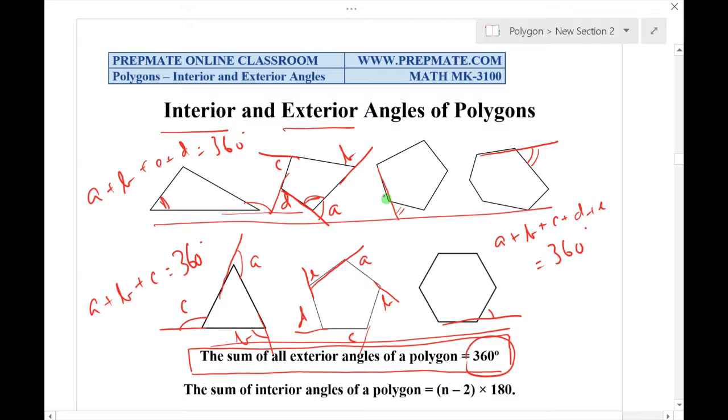Okay. Now, in the case of the interior angles of a polygon, again, the sum of the interior angles of the same type of polygon will always be the same. What does that mean? Let's create some space here by erasing all this text.